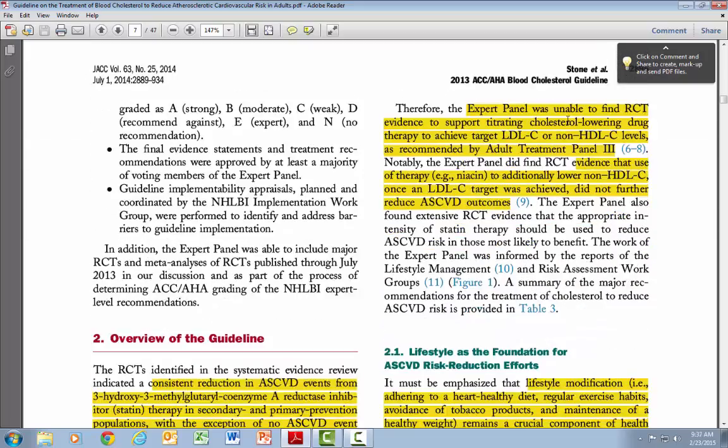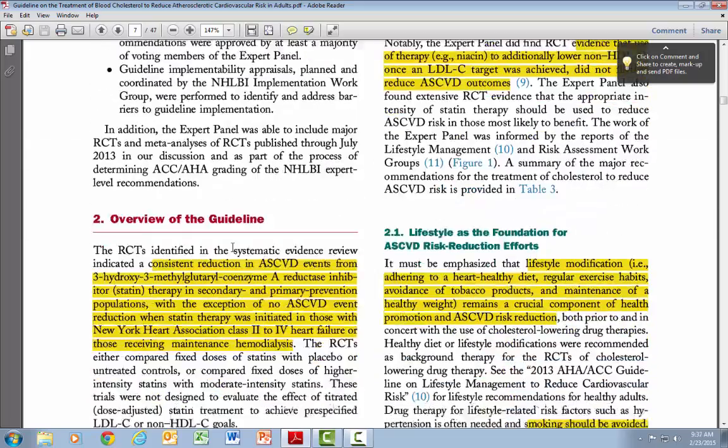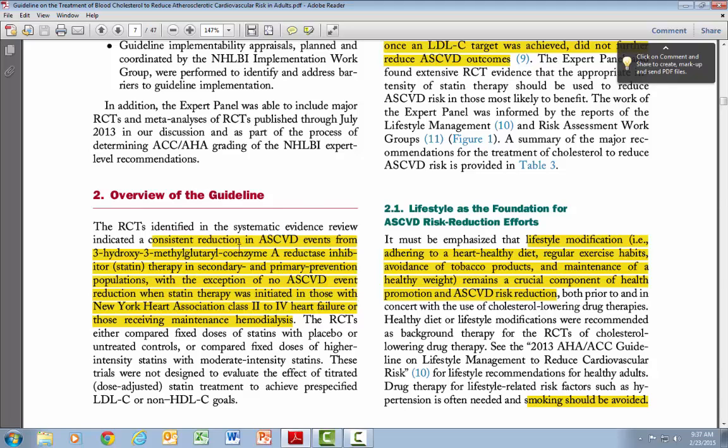So, basically it is doing an overview. Remember that the guideline is basically targeting atherosclerotic cardiovascular disease events and discussing the therapies of treatment, either primary or secondary populations, based on the dosage of statins. And they took atorvastatin as a prototype. Okay.